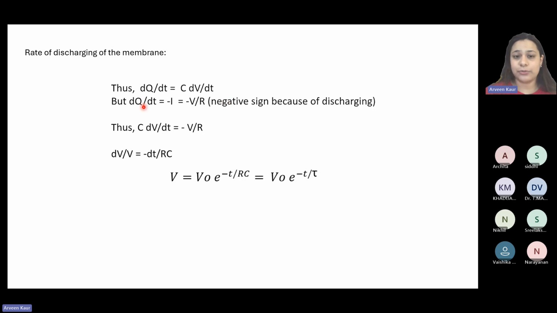We also know that dq by dt is equals to minus I, right? And that minus I could be equal to minus V by R, right? Because I is equals to V by R. So minus I will be minus V by R. So thus we can say that C dv by dt is equals to minus V by R, right? And that will basically give us this equation, that is dv by v equals minus dt by RC, right? This RC is resistance into capacitance, and this resistance into capacitance can be written as tau, right?